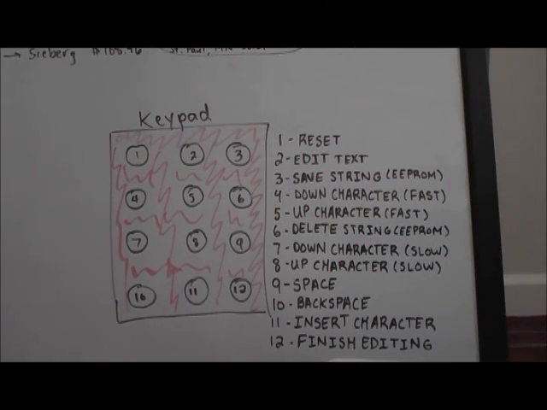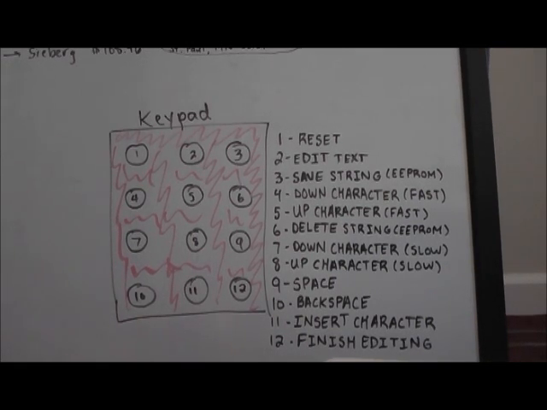Alright, now I'm going to show you how to work the keypad on the back of our text editor so we can actually display and edit some text. The buttons on the keypad are numbered 1 through 12 as shown on the left. Now I'm going to describe what each of the buttons do.